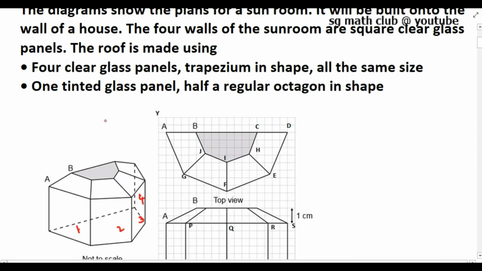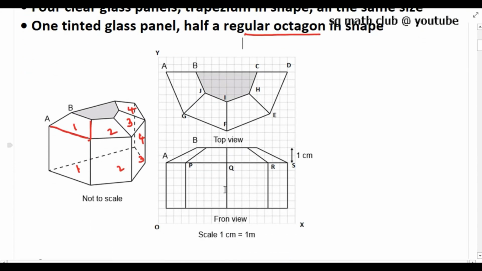And the roof, you have 4 clear glass panels which are trapezium in shape. You can see that this is trapezium in shape. Again you have 1 tinted glass panel. It is half a regular octagon. They have given the top view and the front view in this figure. And also the scale is given: 1 centimeter is equal to 1 meter. If you consider this as the x-axis, that is OX, and then this is the y-axis. Now let's see the question.